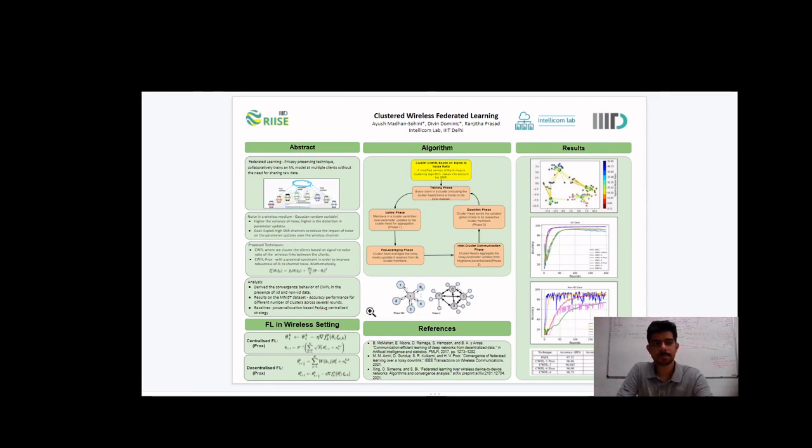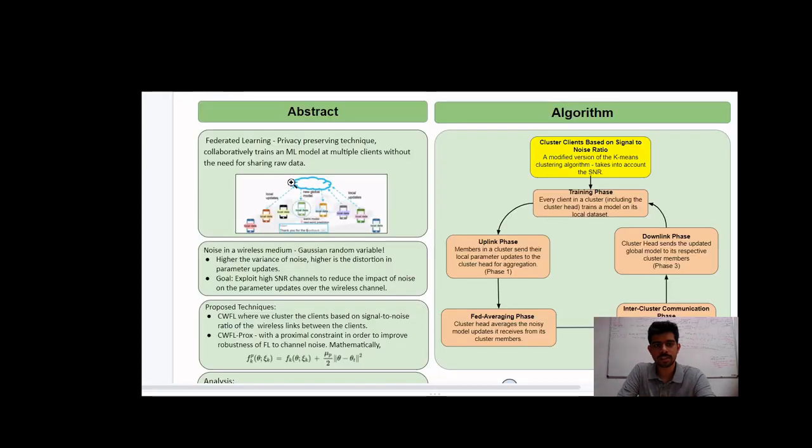Hello everyone, we shall be presenting our work, Clustered Wireless Federated Learning, RISE 2022, to be held in IIIT Delhi. Now let us begin with what federated learning actually means.